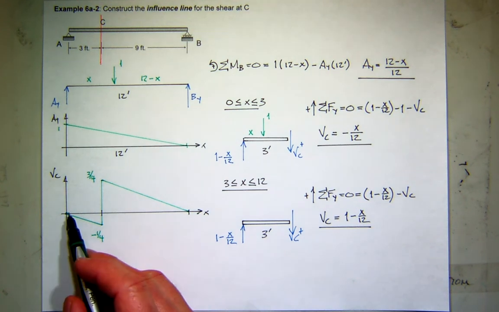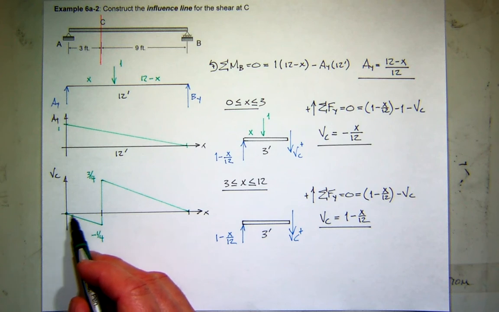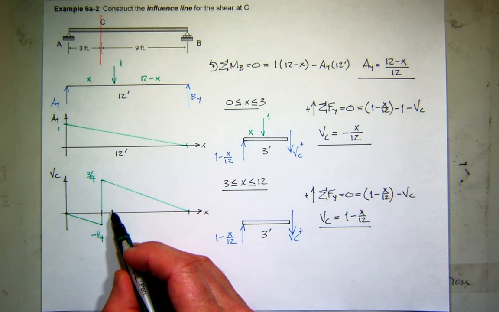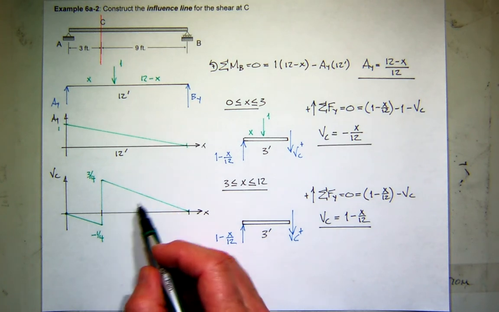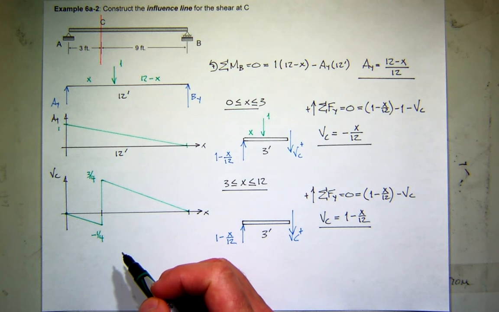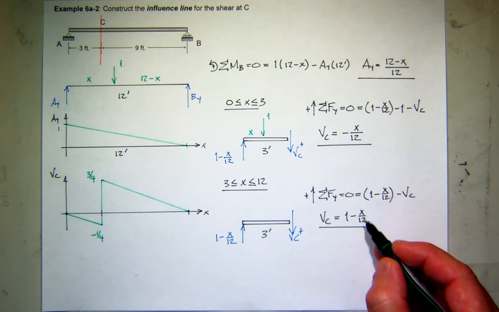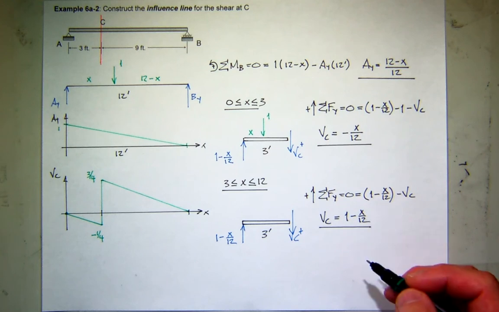So when Mr. Santana is running around on his unicycle anywhere from 0 to 3, he's creating negative shear at C. But once he rides past C, and he's anywhere to the right, he's creating positive shear. At 12, it would be 1. No. 12 over 12 is 1. 1 minus 1 is 0.